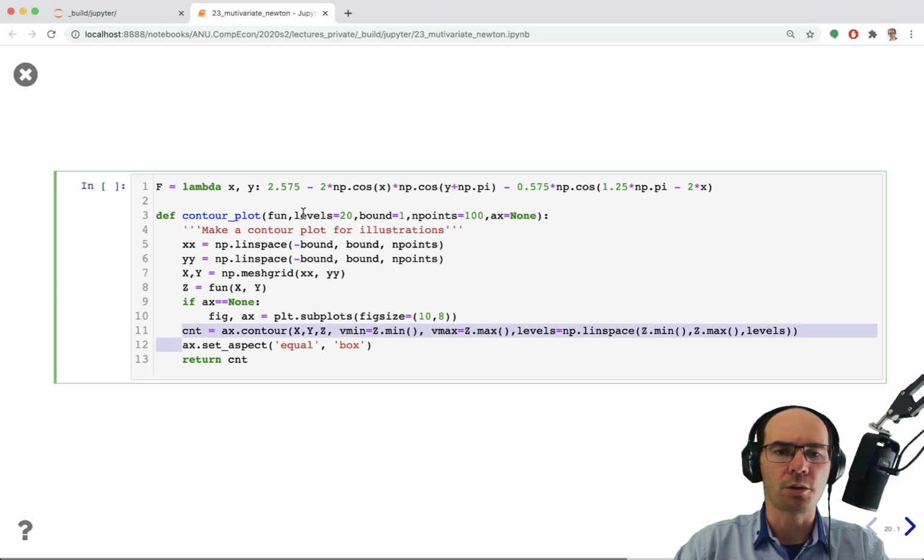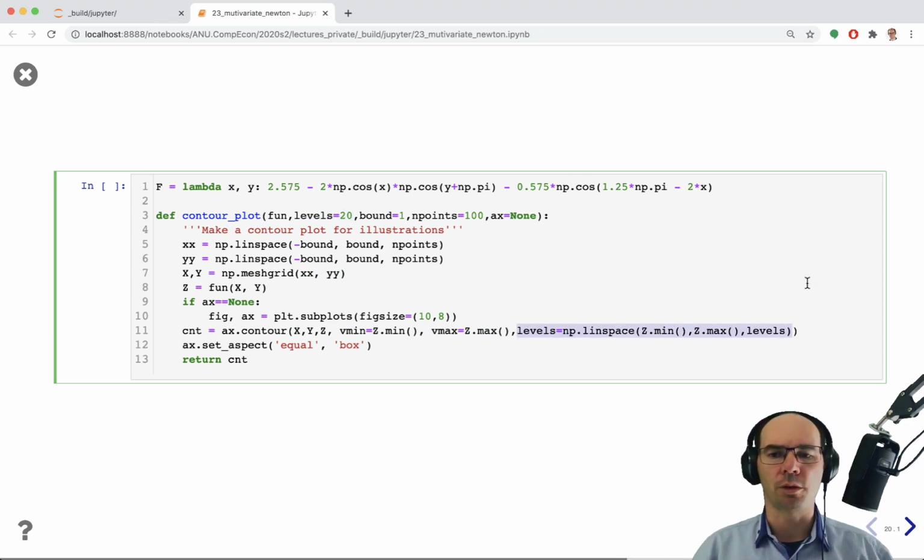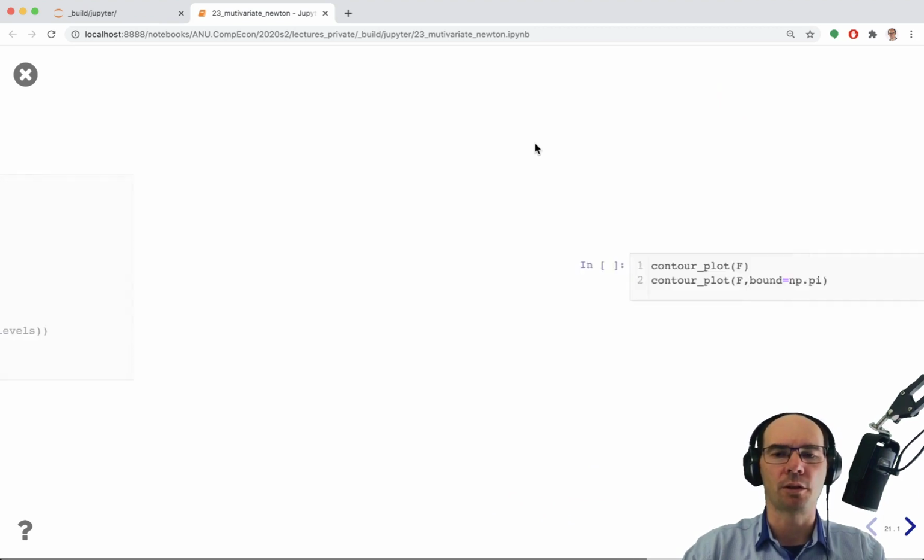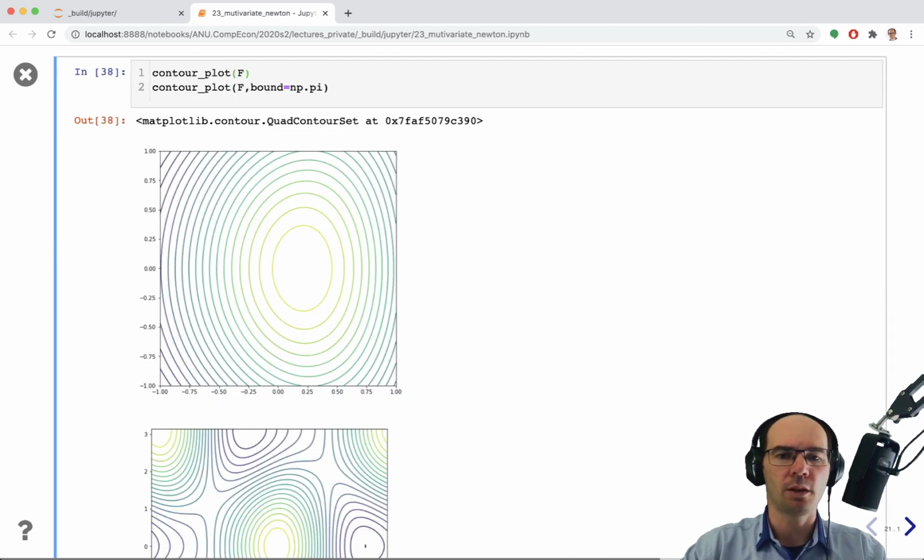We also control for the number of levels by specifying at which level each contour plot needs to be drawn. And we're making the aspect ratio of the axis equal so that the units on x and y are the same, or they have the same length. And so here's our f function.